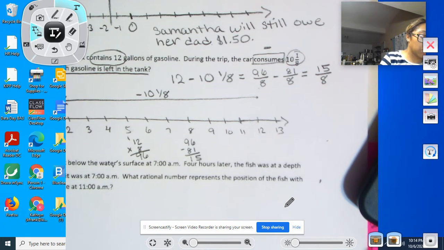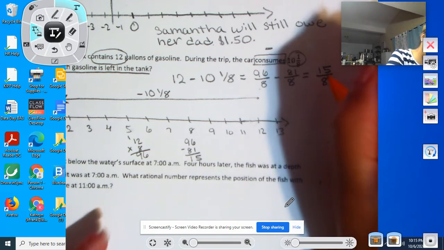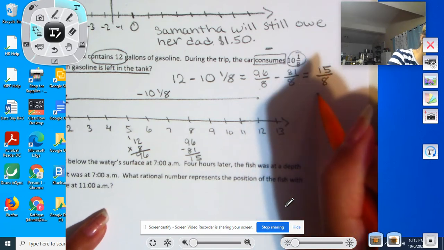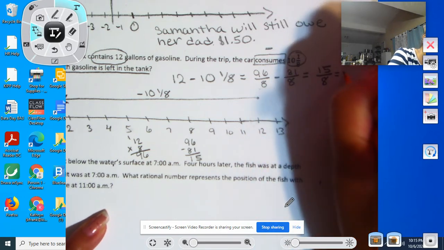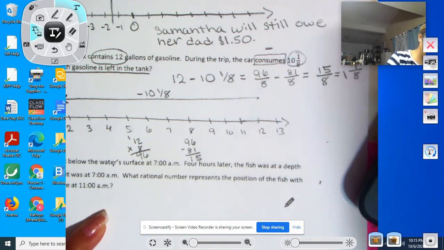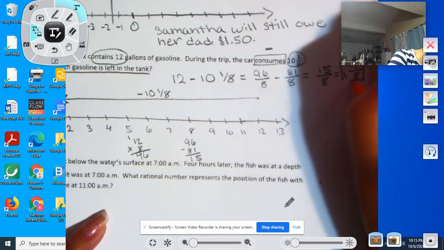Okay. Now we can rewrite this as a mixed number by pulling out the wholes. And so there's enough to make just one whole. And then there will be 7/8 left over. So our answer ends up being 1 7/8.